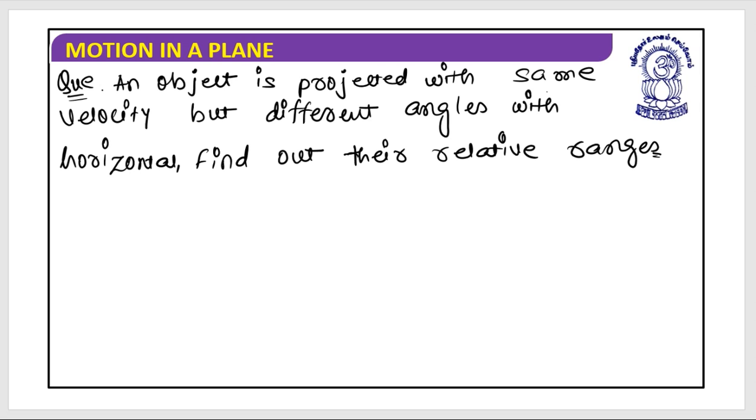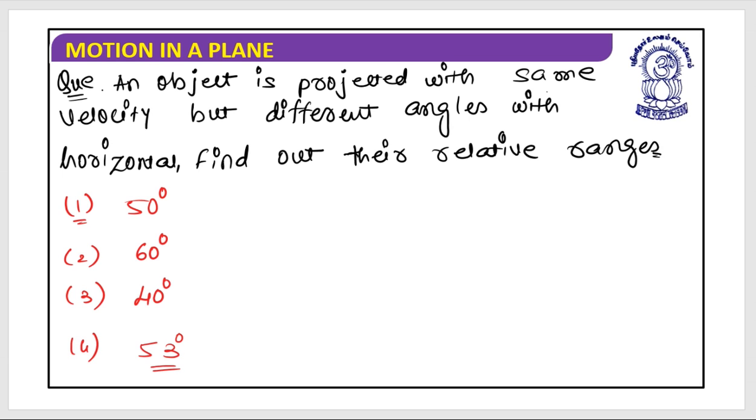I will let you know what a relative range is all about, or what I would require. Suppose first it has been thrown with 50 degree. Second, it has been thrown with the 60 degree. Third, it has been thrown with the 40 degree. And fourth, it has been thrown with, let's say, 53 degree. Let's say this is range 1, its range will be range 2, this would be range 3, and this would be range 4.